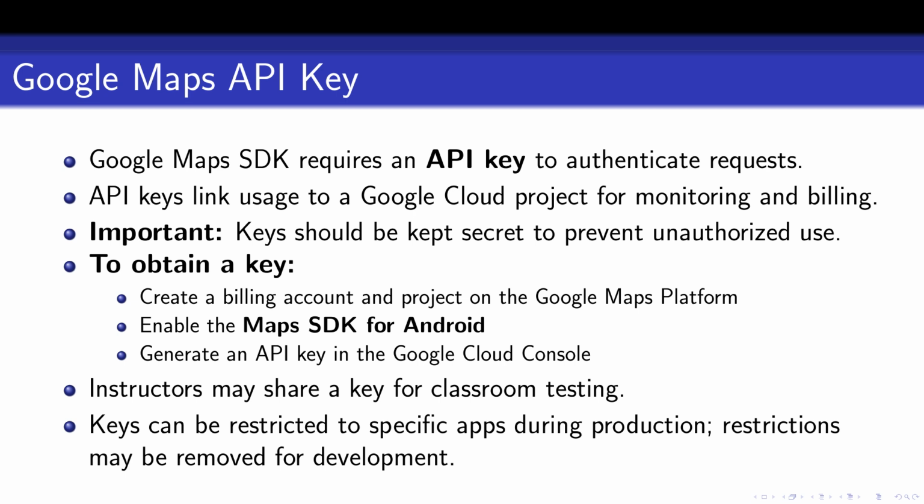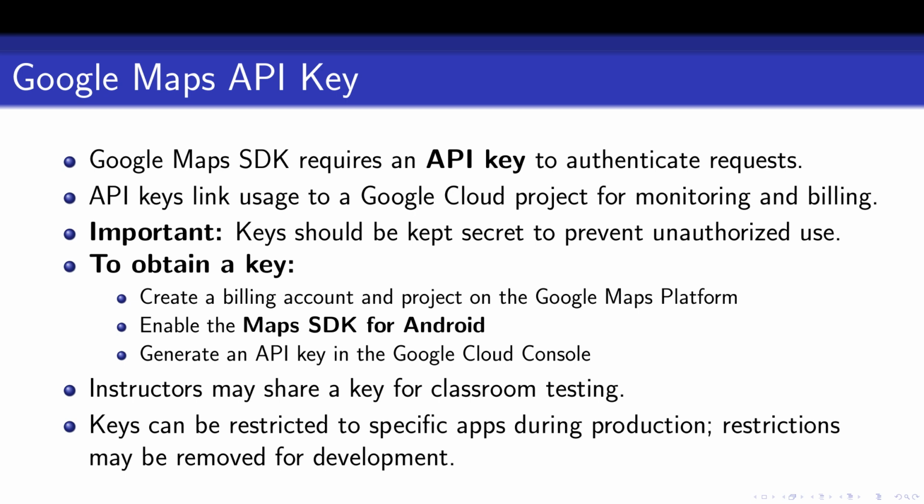Although Google does not charge for light testing or development use, your key should still be kept secure. If leaked, someone else could abuse it and cause billing charges. You can also configure restrictions in the Google Cloud Console to prevent unauthorized use. To get an API key, sign into the Google Cloud Console, create a project, enable the Maps SDK for Android, and create a key. The key should be copied into your app's AndroidManifest.xml inside a metadata tag. During development, it's okay to remove usage restrictions, but in production, you should limit the key to your app's package name and signing certificate.